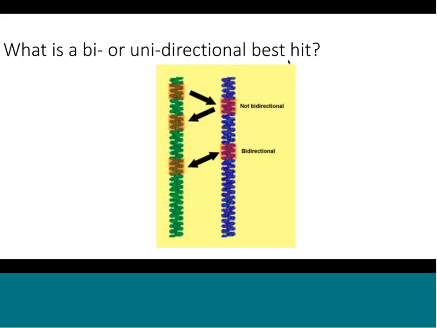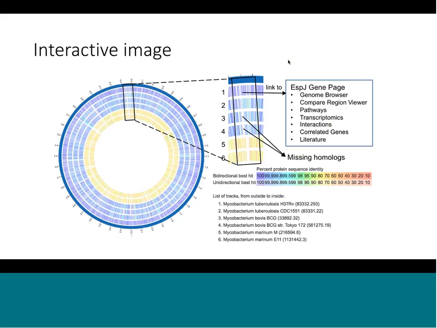A unidirectional hit is at the upper part of that cartoon. The green genome, as I'll call it, has 2 proteins, and the blue genome has 1 protein. The uppermost protein in the green genome has its best hit as the gene in the blue genome. But that gene in the blue genome recognizes the lower one in the green genome as its best hit. So that's a unidirectional hit.